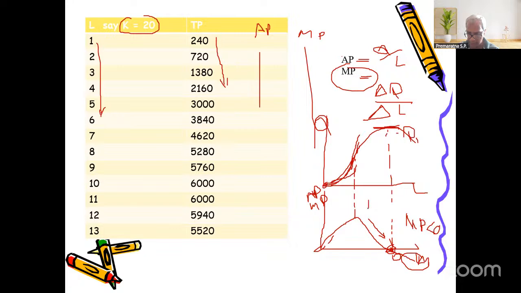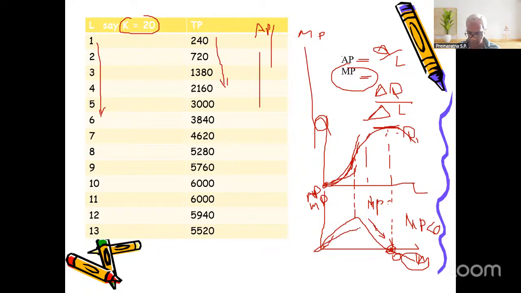Here the marginal product is less than 0, greater than 0 but negative, positive, in between 0 or greater than 0. And also you get the average product. That curve also you draw here. Then you can see the relationship.